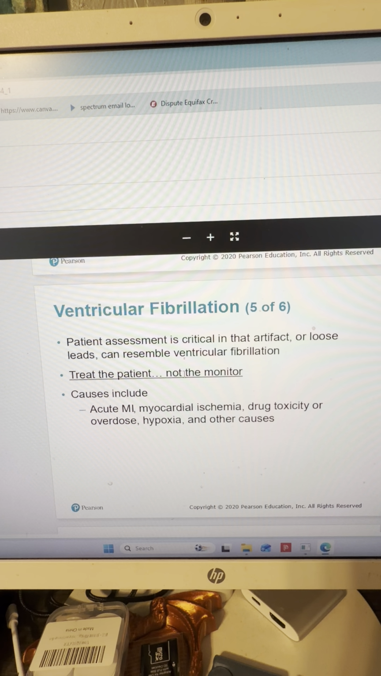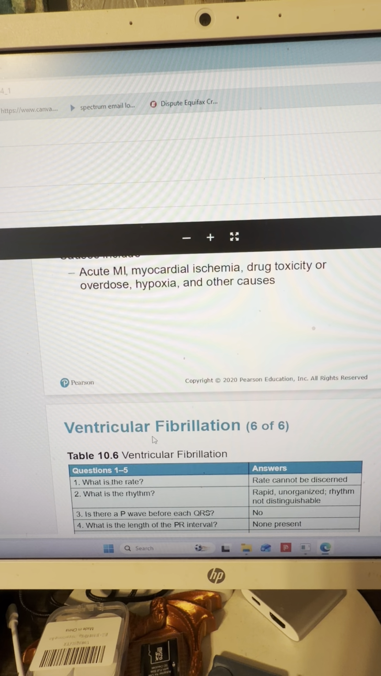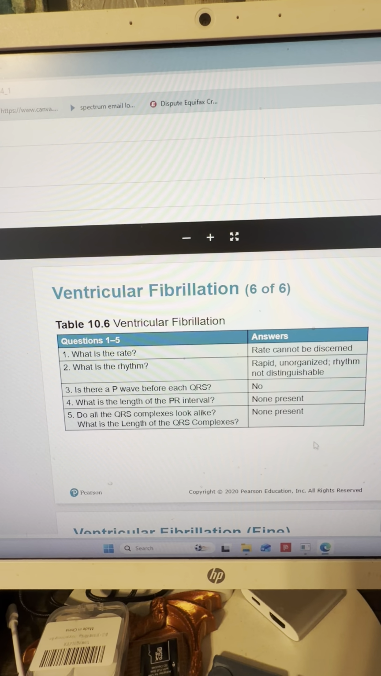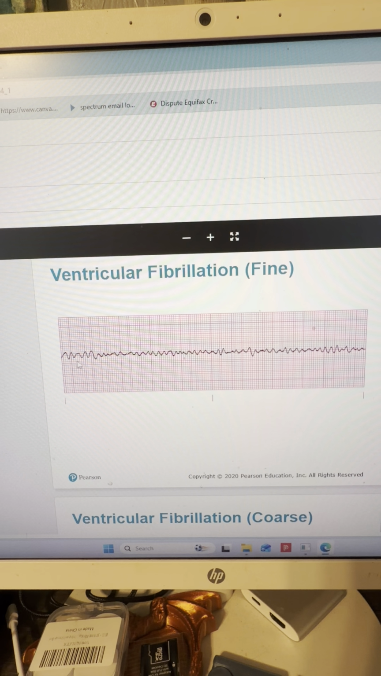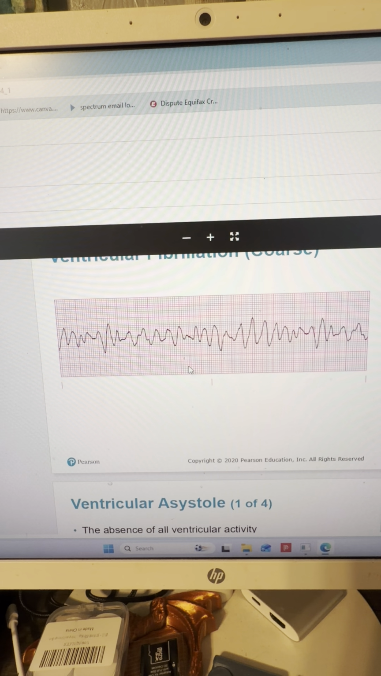Patient assessment, make sure your leads aren't loose, make sure that's not artifact, look at your patient, not the monitor. These are the causes: a heart attack, lack of oxygen, drug toxicity, overdose, hypoxia, all of that. We just went through the rules. This is fine VFib. The amplitude from here to here is no bigger than 3 boxes. And then this is coarse VFib.